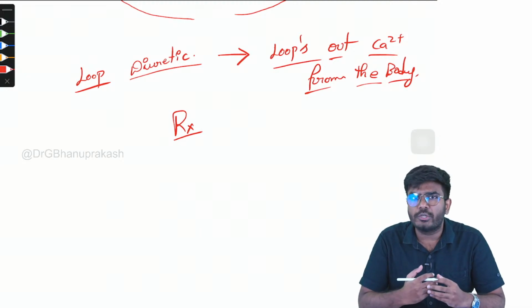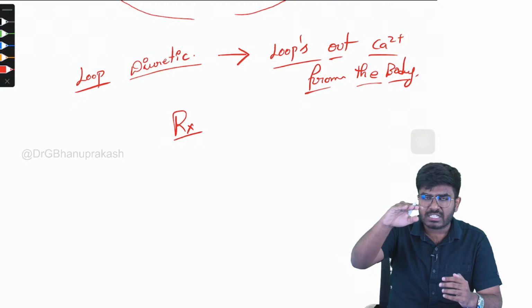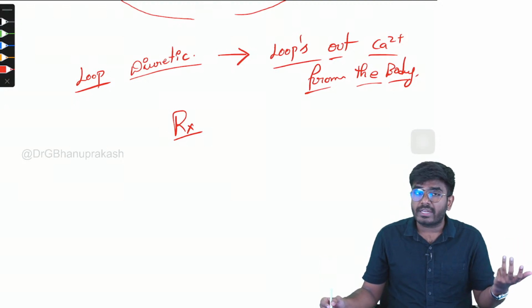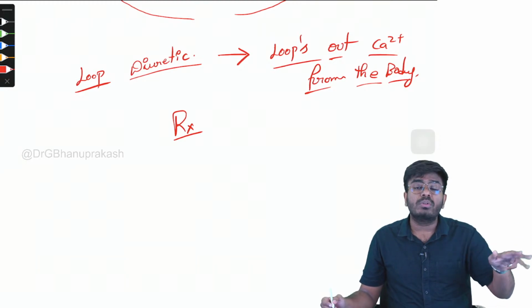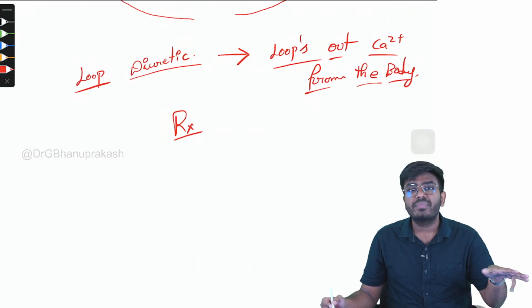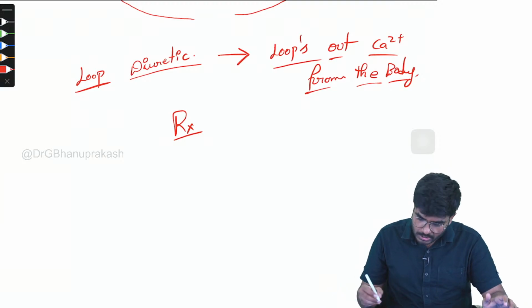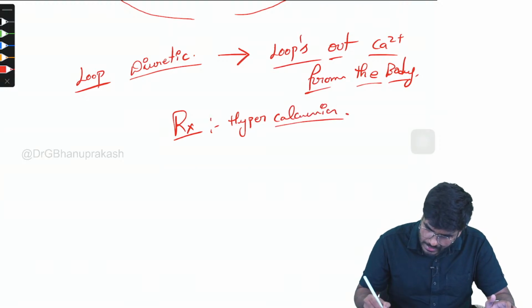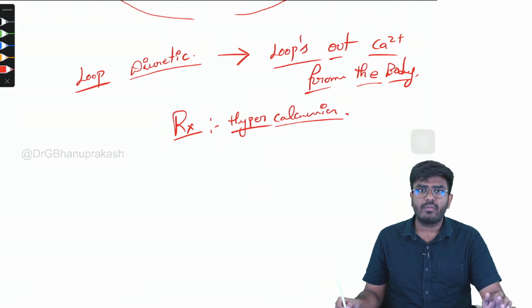What should a good doctor do? You have to bring down the calcium levels. How can you bring down the calcium levels? With the help of drugs like loop diuretics. Loop diuretics take out the extra calcium from the body and decrease the calcium levels in the plasma. So they are used in the treatment of hypercalcemia.